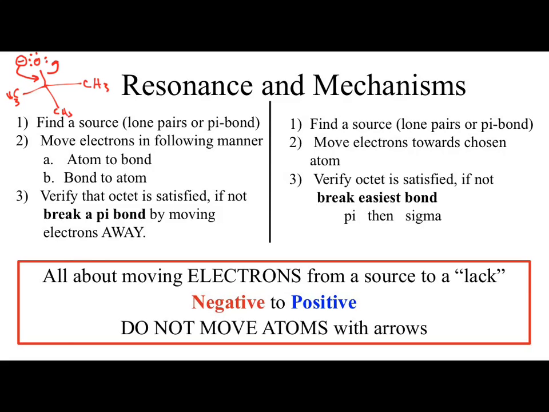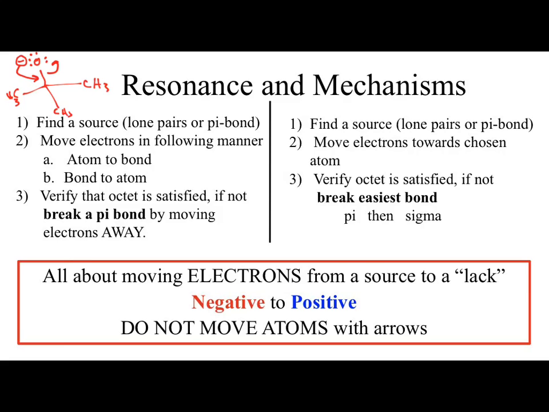When it comes to mechanisms, it's the same general idea. Move the electrons to where you think they should be going. Remember the distances in which you can move them. Atom to bond, or bond to atom. If you really want to get creative, you can jump bond to bond. That's something that's typically done in resonance, not so much in mechanisms. So we're moving very, very short distances when we're dealing with mechanisms, just to the new bond forming, ultimately.